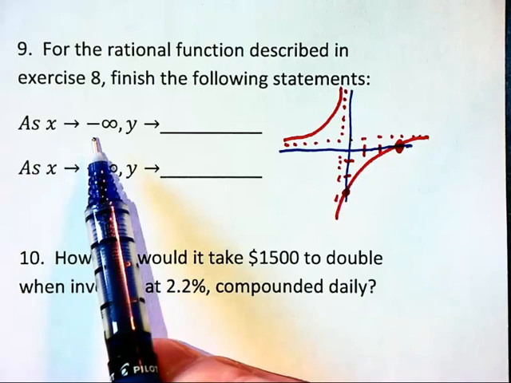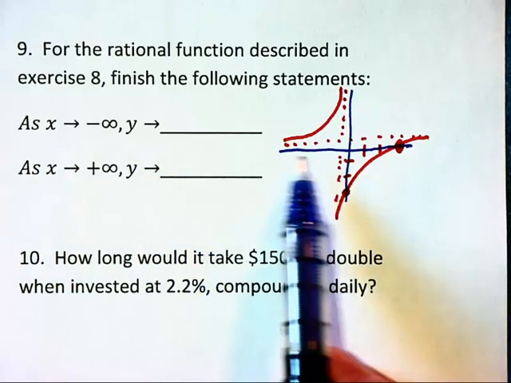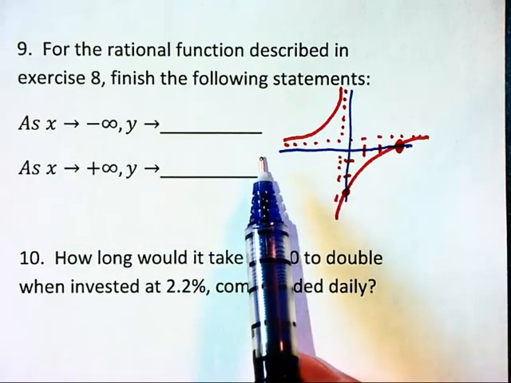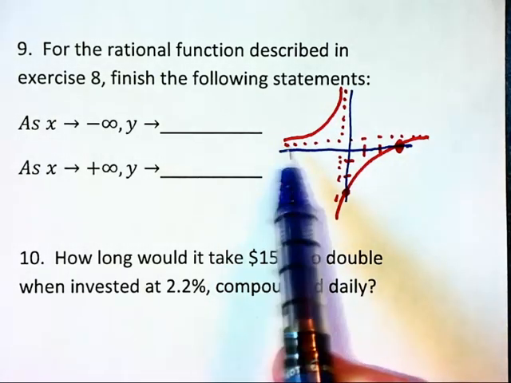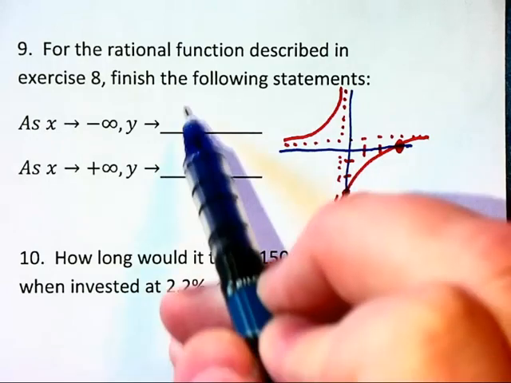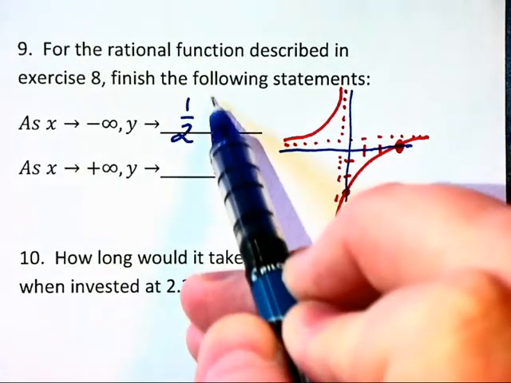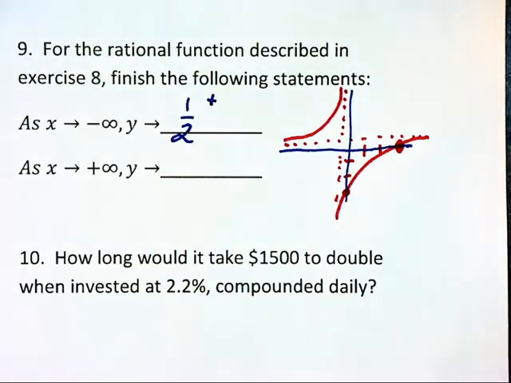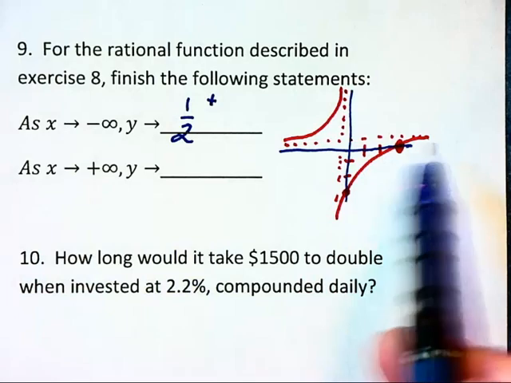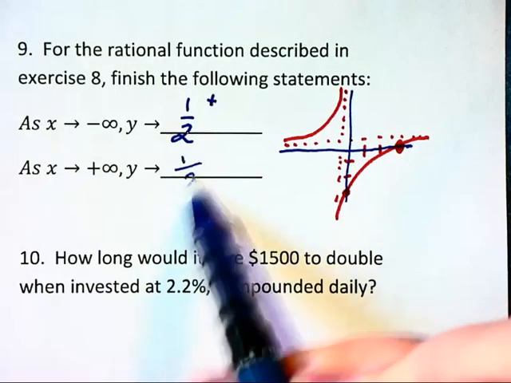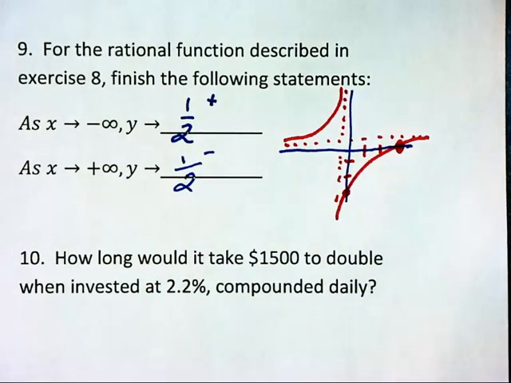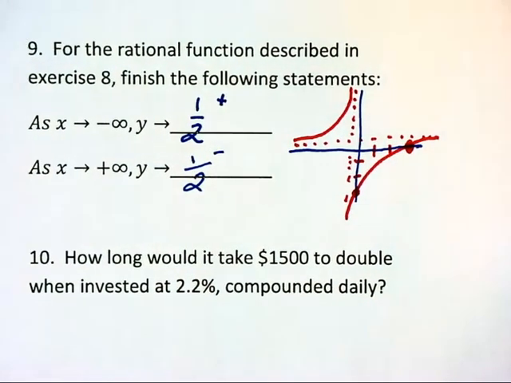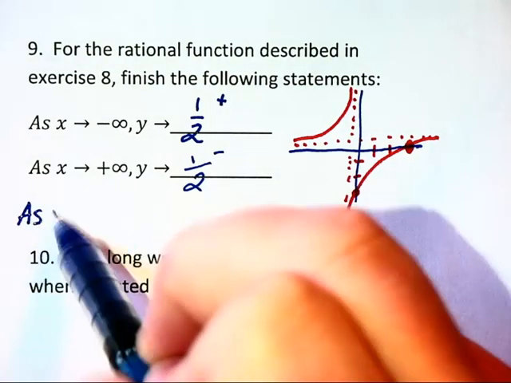As x approaches negative infinity, that means as the graph goes to the left, what's happening to the y value? Well, you can see that it's approaching this horizontal asymptote, which is at a height of 1/2, so y is approaching 1/2, and that's doing that from above, so I'll put a little plus sign there. As x is approaching positive infinity, as the graph goes to the right, we're again approaching 1/2, but this time from the left.